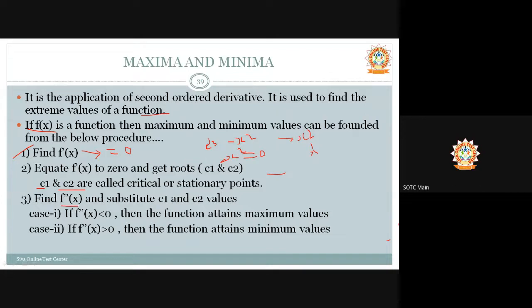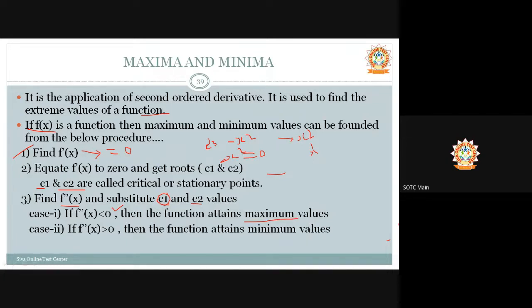Then substitute c1 and c2. Let us suppose if in f double dash of x you substitute x as c1 or maybe c2, and it leads to a negative number, less than 0, then at that point your function is attaining the maximum value.